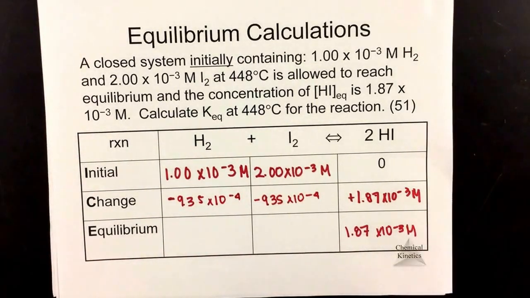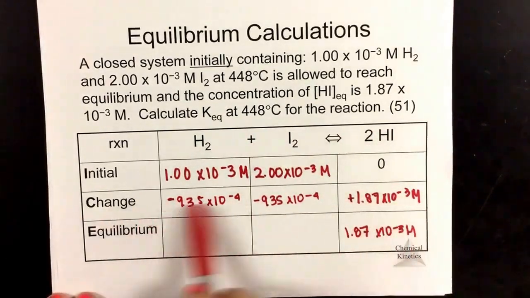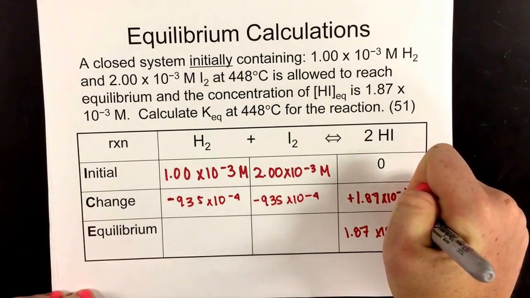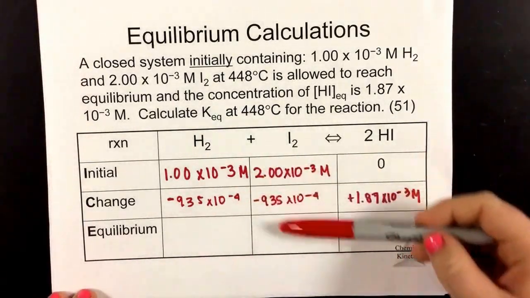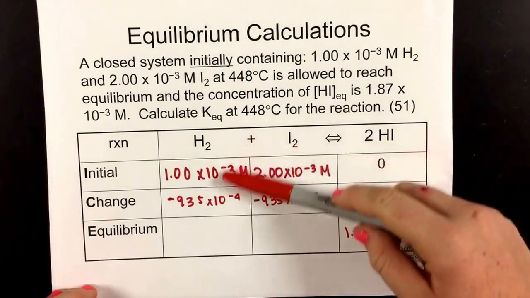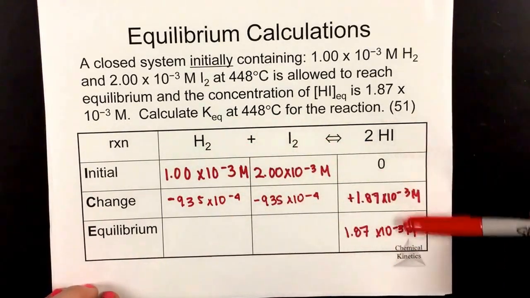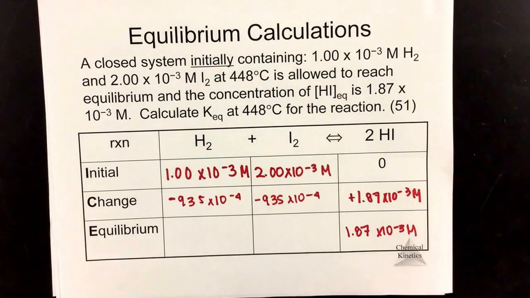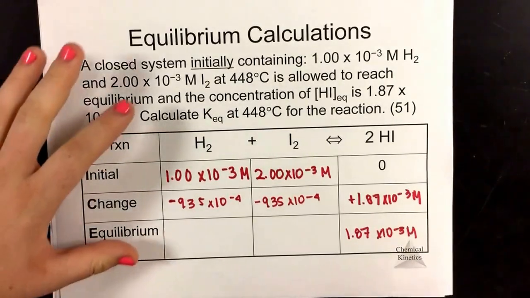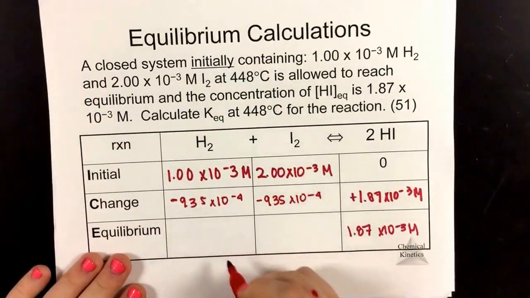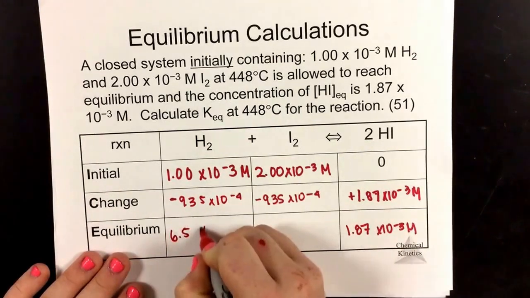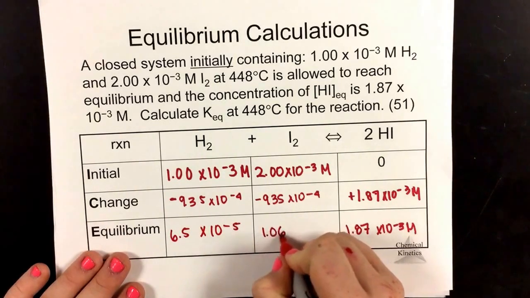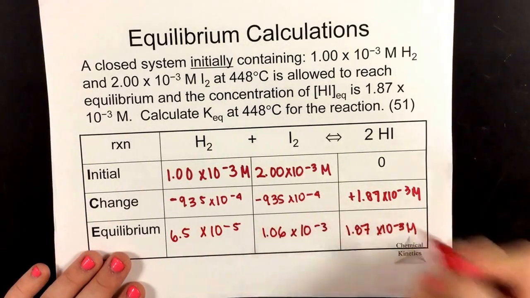The way you're able to calculate that is that this should be proportional by the stoichiometric coefficient. And the reason that these two are negative is because the amount of these is decreasing while the amount of this one is increasing. And so in order to calculate the equilibrium for both of these, you just subtract. So for H2, you get 6.5 times 10 to the negative fifth, and for I2, you get 1.06 times 10 to the negative third.